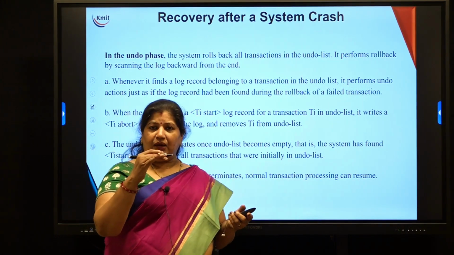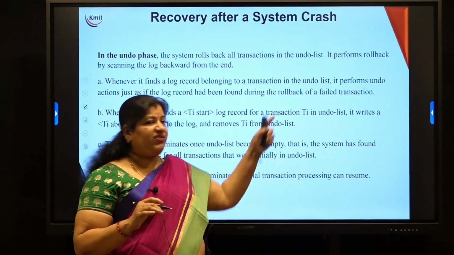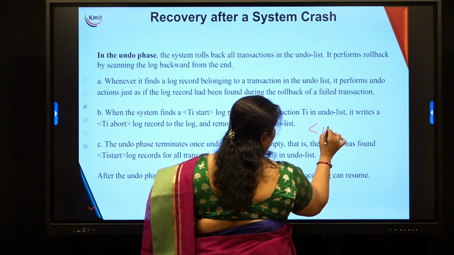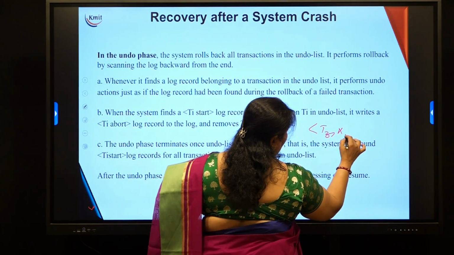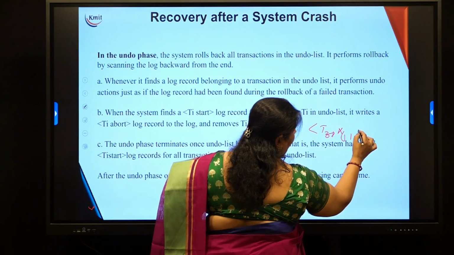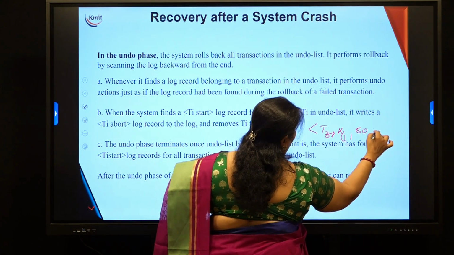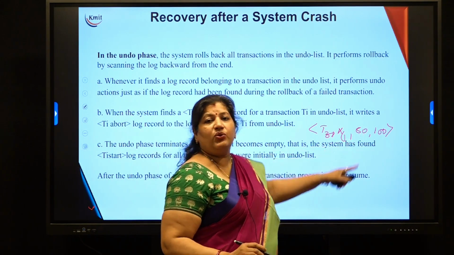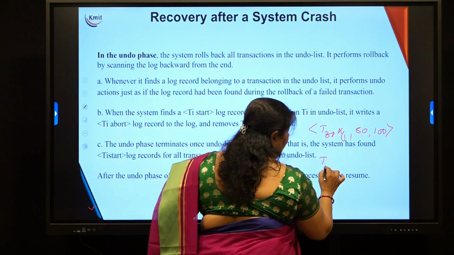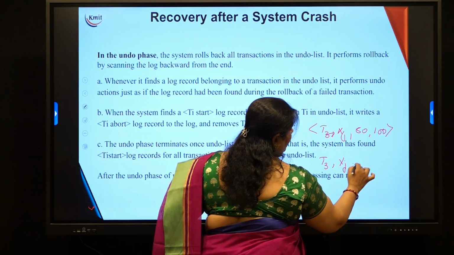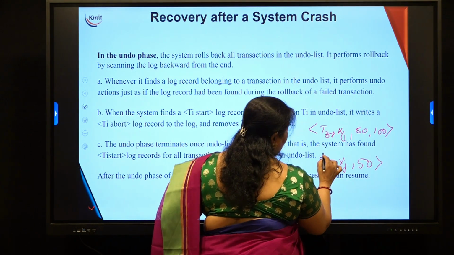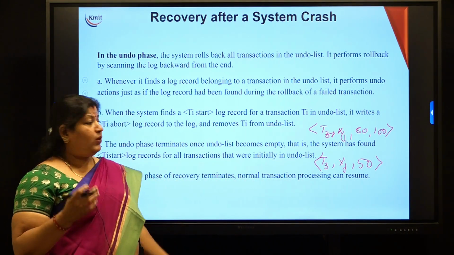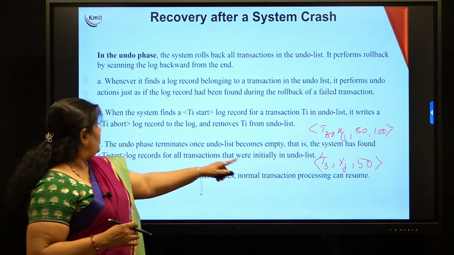So it finds that record, okay, T2 is there or T3 was there, it is there in the undo list. T3 has got a record of this style, T3, XJ, then 50 and 100. Now because I have to undo, what should I do? I should see to it that T3's XJ gets back to the value 50. This is that undo operation. So I will perform that because I know T3 is there in the undo list. So I am doing that.